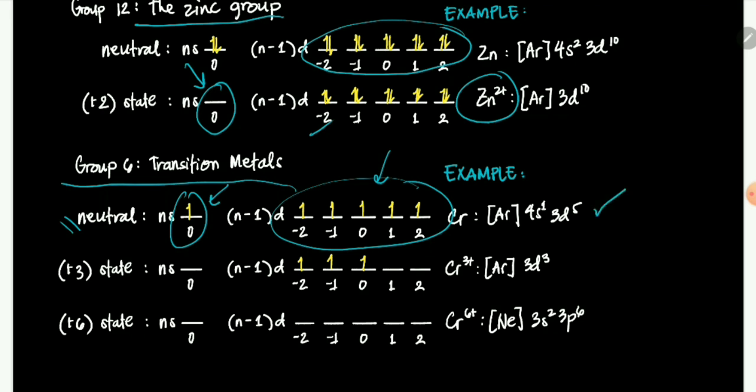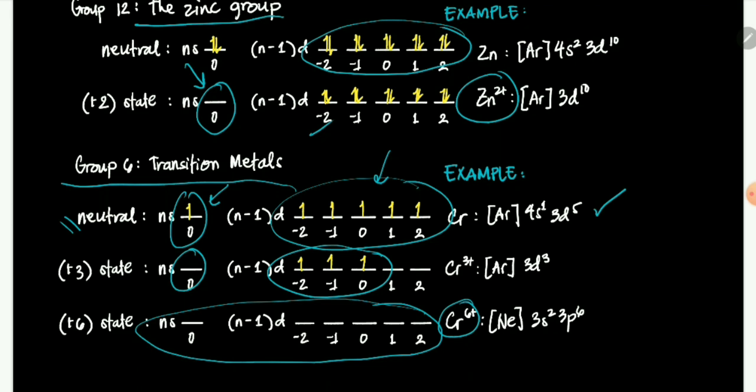So, that's for chromium. Kapag naman chromium 3+, okay, wala siyang 4s, tapos tatlo lang yung electrons niya sa 3d. Okay? Partially filled. So, it's a transition metal. Kapag naman 6+, wala siyang d electrons and s electrons. Pero, the fact that chromium can possess more than one oxidation state, pwede siyang 3+, pwede siyang 6+, we can consider chromium as a transition metal.